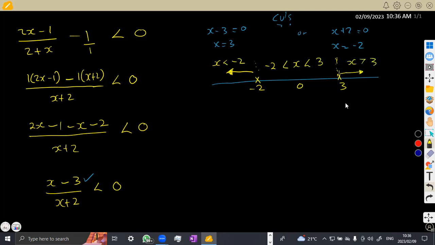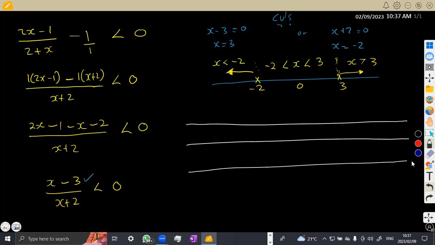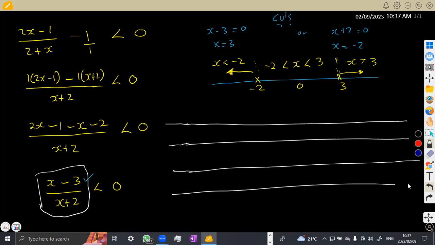So now with these solutions, we represent our table. Remember what I told you guys about the table. We are going to start with our possible inequalities, then the solutions that we have from this fraction, then the resultant at the end. So we're just going to redo this part.